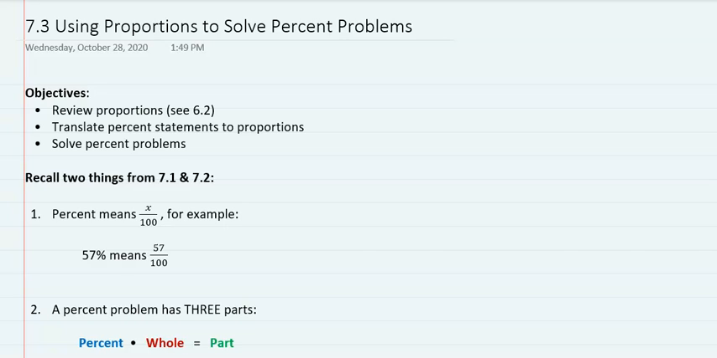In this section, we're going to be talking about using proportions to solve percent problems. In the last section we talked about using equations. Now we're doing proportions. It's just a different method, very similar. The first thing you need to do is review proportions. I'm not going to go over that. It's in section 6.2. We're going to talk about translating, just like we did in the equations section, and then we're going to look at solving.